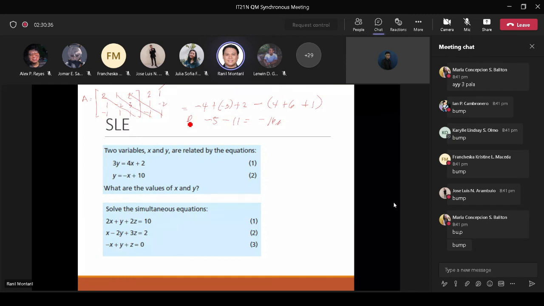That will be the determinant of our matrix. Now, how to solve for x? X is equal to what? So we have to replace, right? The x column of this matrix, right?